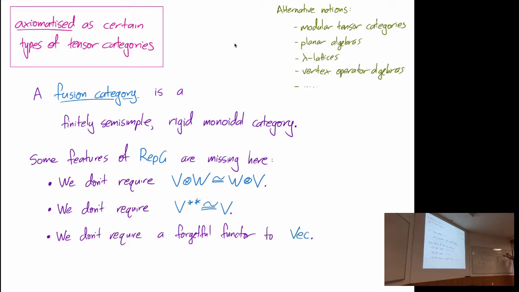And let me draw these diagrammatically as a cap. So here the arrow going up says that this input is a V while that input is a V dual. This I'll draw as a cup, going from nothing to V tensor V dual. And then the axiom is essentially the same axioms you had for junctions, just that this equals this.